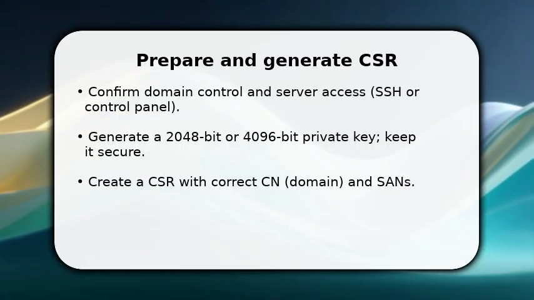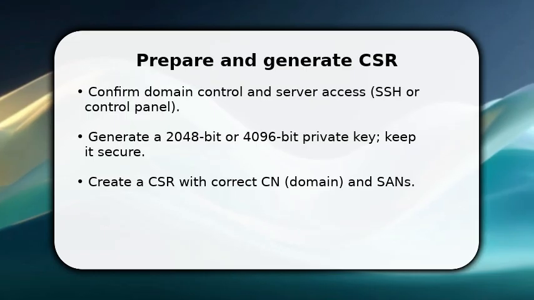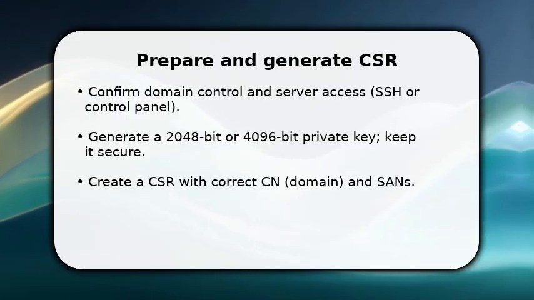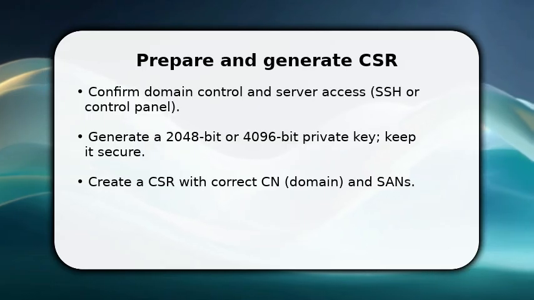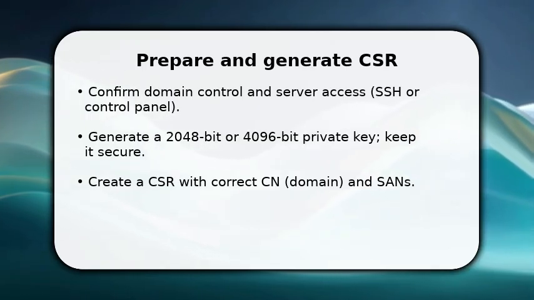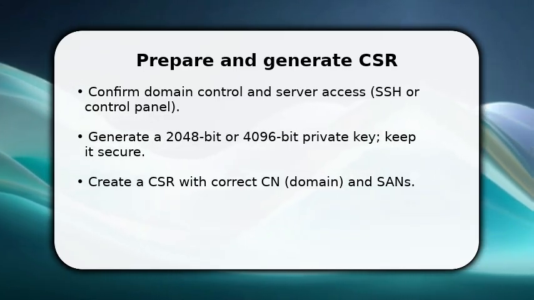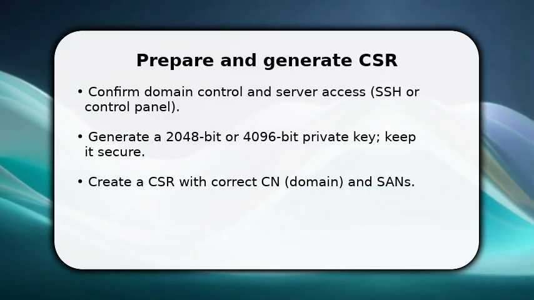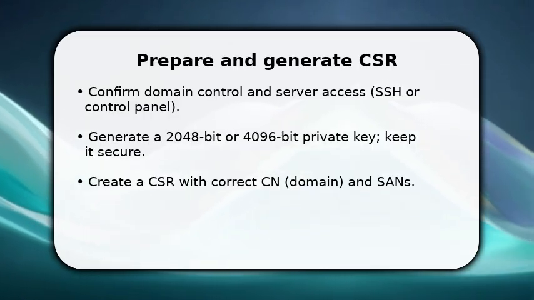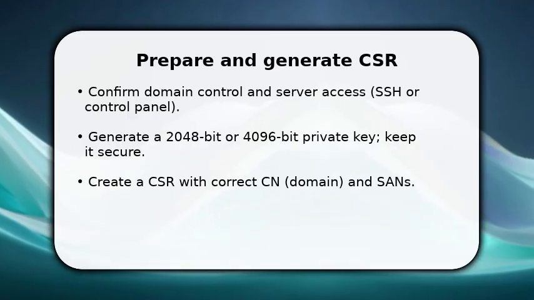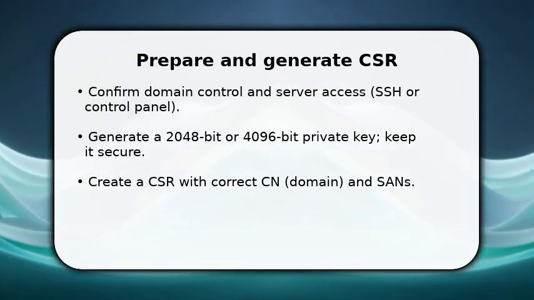You will start by proving control and creating the request. First, on the server, generate a 2048 or 4096-bit private key and never share it. Then run the CSR command and fill in the common name, your domain, and subject alternative names for subdomains. Once done, save both files in a secure directory and note the CSR text. You will paste that to your certificate authority. Make sure DNS points to your host before requesting validation.